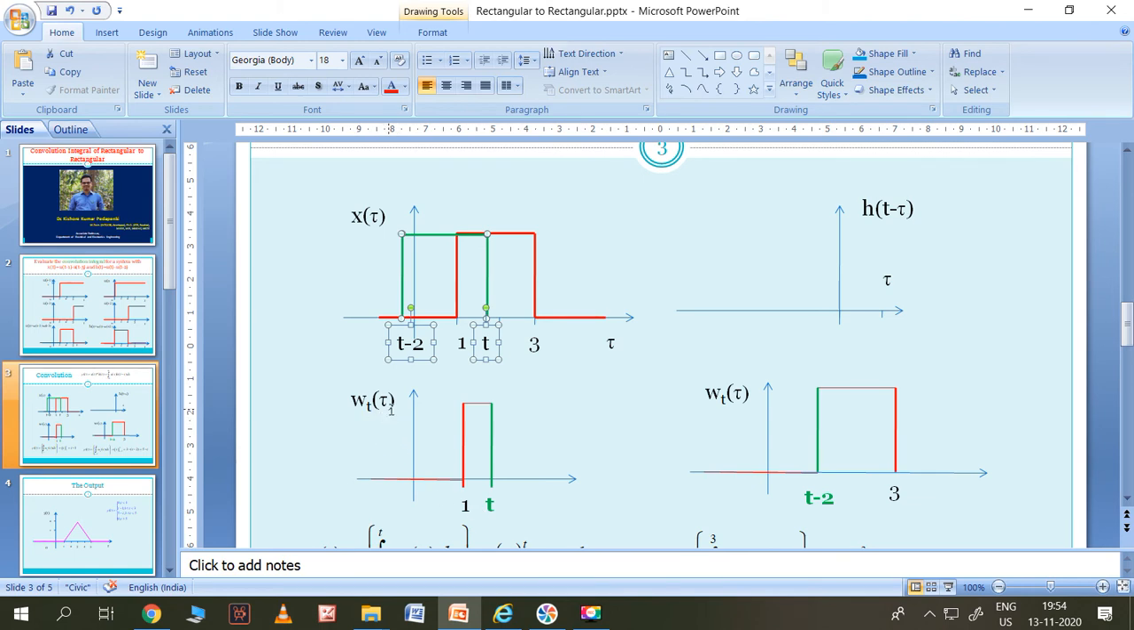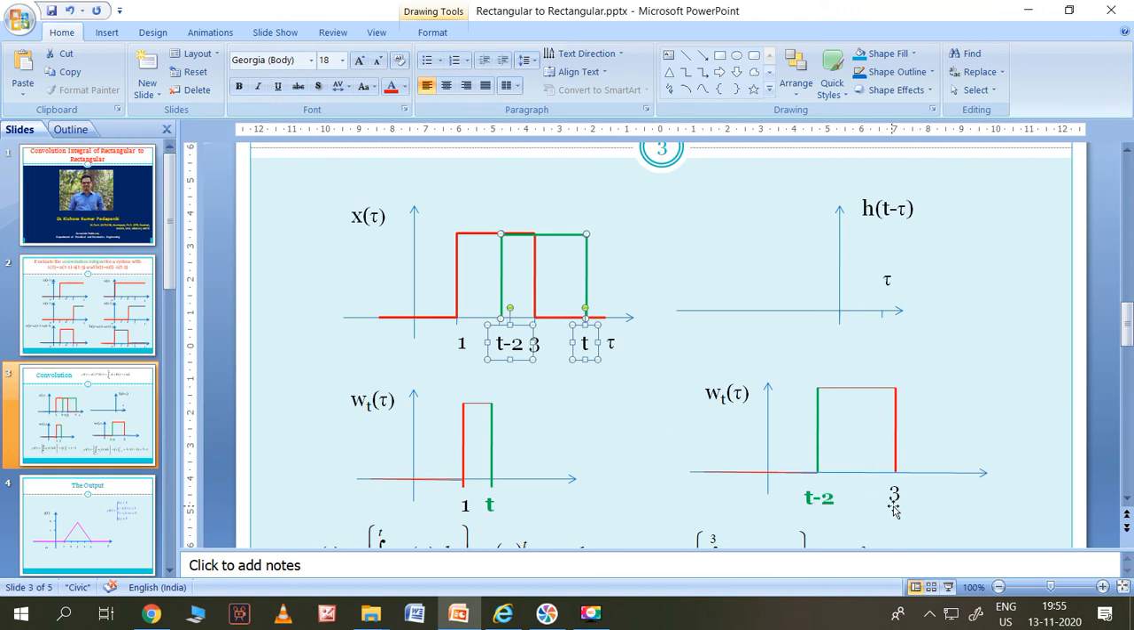Here Wt of tau is the multiplication of x of tau and h of t minus tau. I can divide this into two cases. The first case is from 1 to t, where I am getting the overlap period. This will continue up to t equal to 3. If t is greater than 3, then the overlap period shifts from 1 to t to t minus 2 to 3, and that is the other case, which is clearly shown here. This is from t minus 2 to 3.